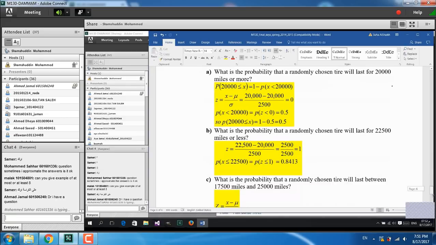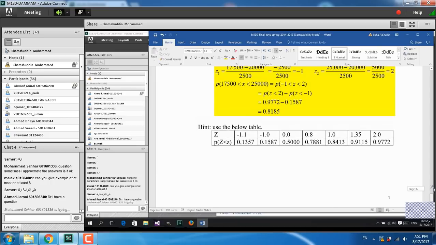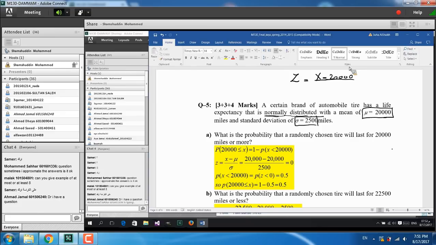If I go down there you can see that they give me a table, right? The table is for the Z, meaning standard normal distribution. But in this question they gave me the X. So I need to find the Z as X minus mu, which is 20,000, divided by sigma which is 2,500, right?